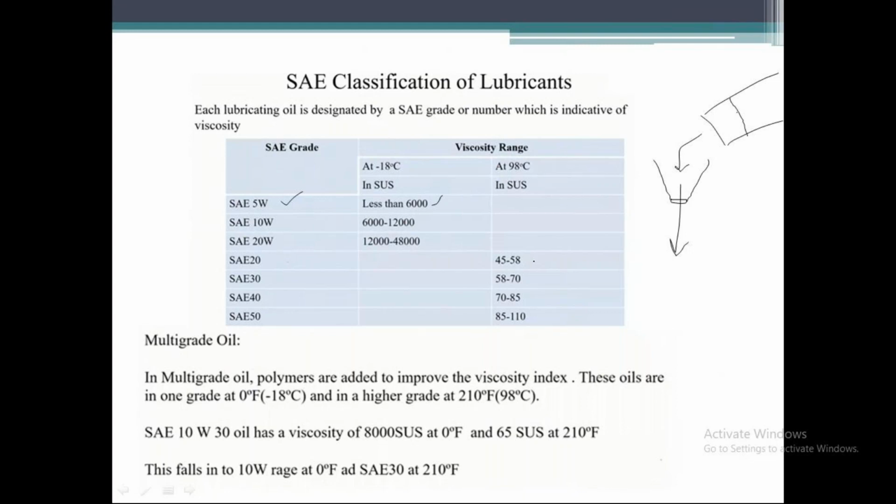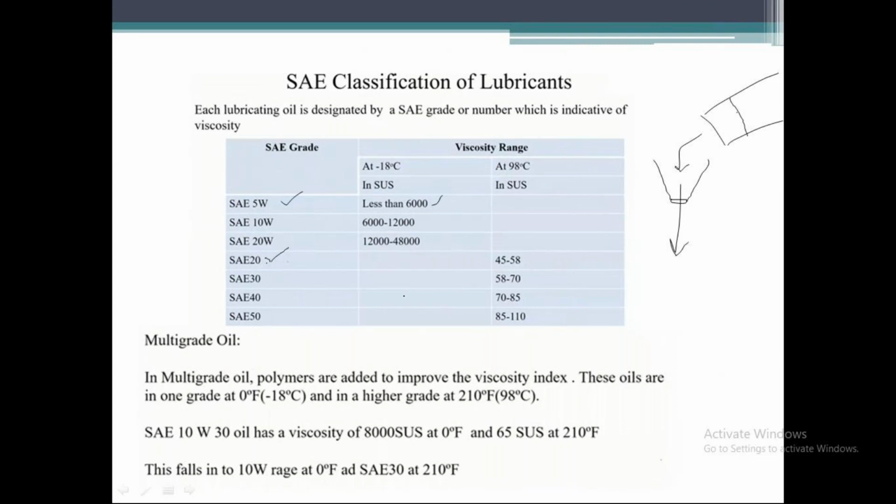So you can see here for SAE 20, on the right side, the viscosity is 45 to 58. That means in 50 or 60 seconds, the full oil will flow through the orifice. Similarly, 30, 40, and 50 are shown here. These are very useful for specific applications.